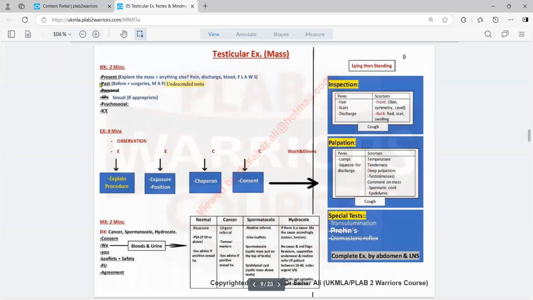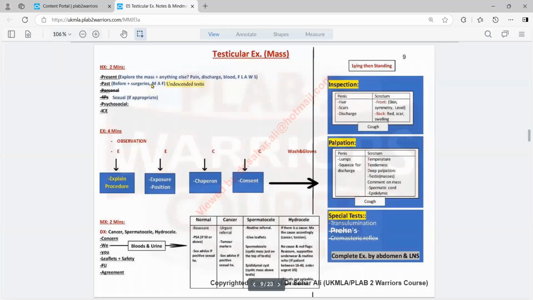Then you move on to the past history. Did that happen before? Have you had any masses before? Any surgeries before on the genitalia? Why do you need to ask about surgeries? Orchidopexy. Undescended testes and fixation of the testes. All right, this is a risk factor of cancer, testicular cancer.